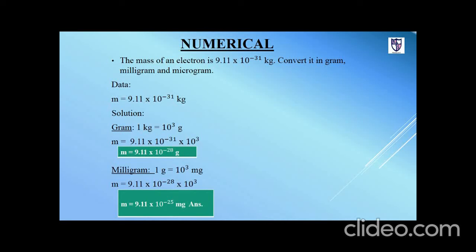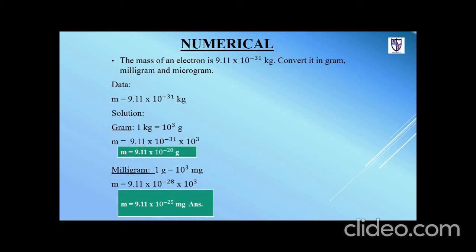10 cube is also written as 1000. We get 9.11 exponent minus 28 gram. 1 gram is equals to 10 cube milligram. So we use the value in grams to convert it in milligram. 9.11 exponent minus 28 multiplied by 10 cube. We get 9.11 exponent minus 25 milligram.